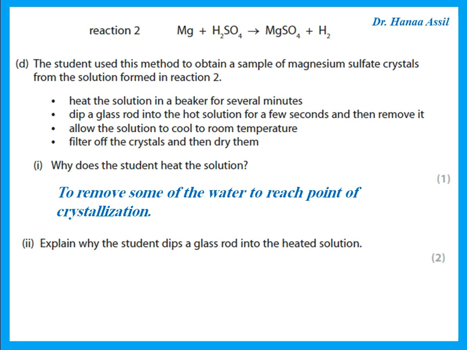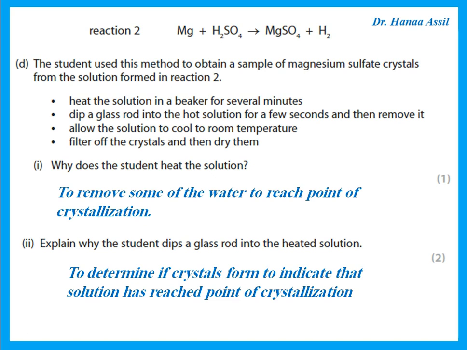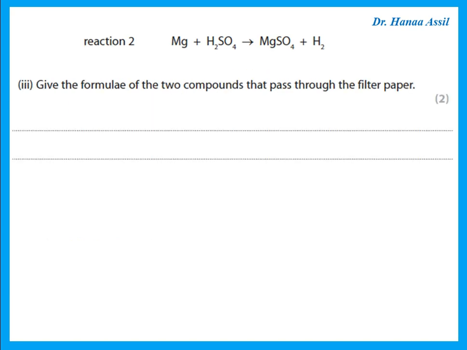Then he's dipping a glass rod and removing it. Why do we dip a glass rod and remove it? To determine if crystals form, to indicate that the solution has reached the point of crystallization. Remember, if he asks how do we know we have reached the point of crystallization, we tell him, insert a glass rod and remove it. Crystals should form on the tip. Do we understand that? So basically, he's doing crystallization. Now, give the formula of the two compounds that pass through the filter paper. Because what we have in the solution would be the magnesium sulfate and the water. Remember, the hydrogen gas has already escaped.